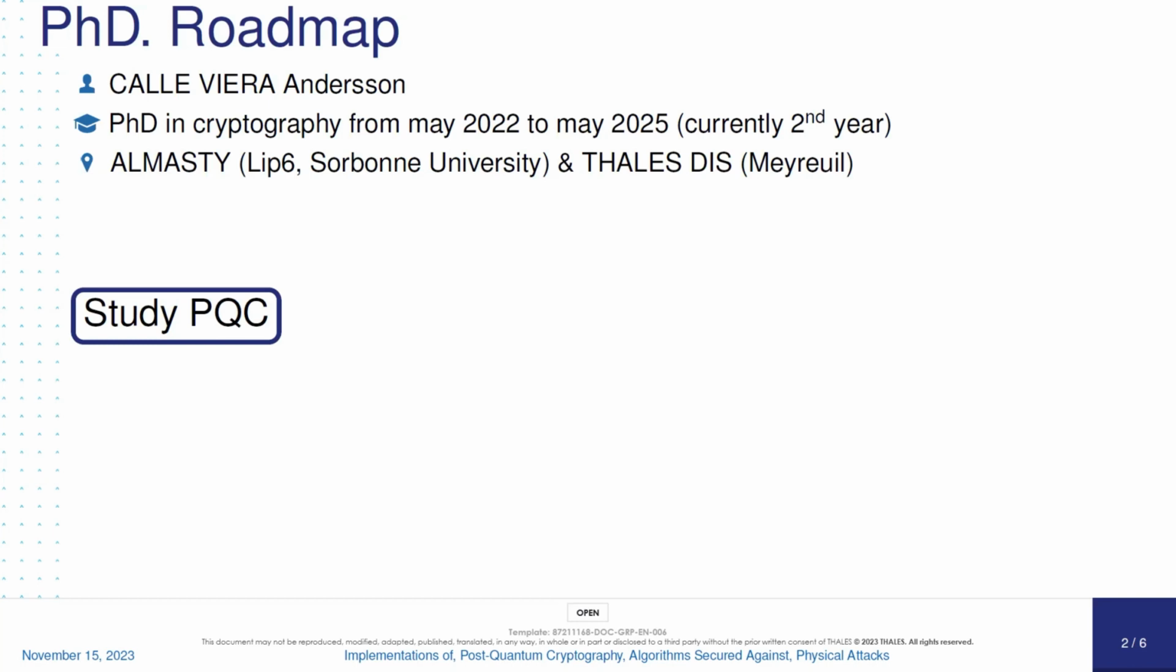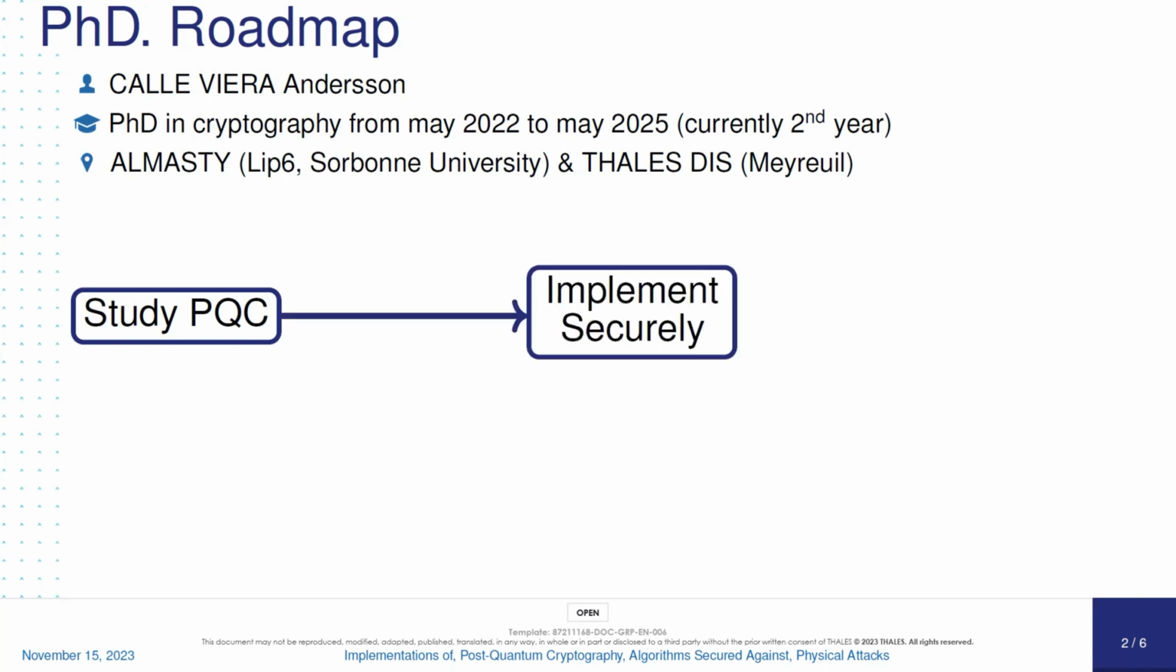Thales DIS. Basically, we first started by looking at some post-quantum cryptographic algorithms, and we were hoping to find some of them that were the most interesting. So we went with a bundle of algorithms: Kyber and Dilithium, which were the most promising at the time. It's nice because now they are being standardized. The idea was to study them in order to implement them securely.